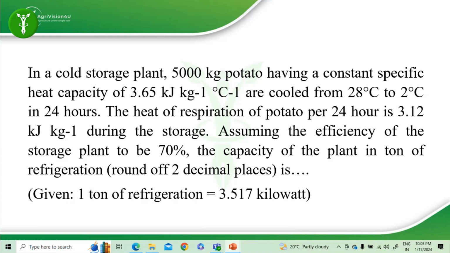2.29 is the answer. Okay, others? 2.3. Okay, perfect. Okay, so let us quickly go through.